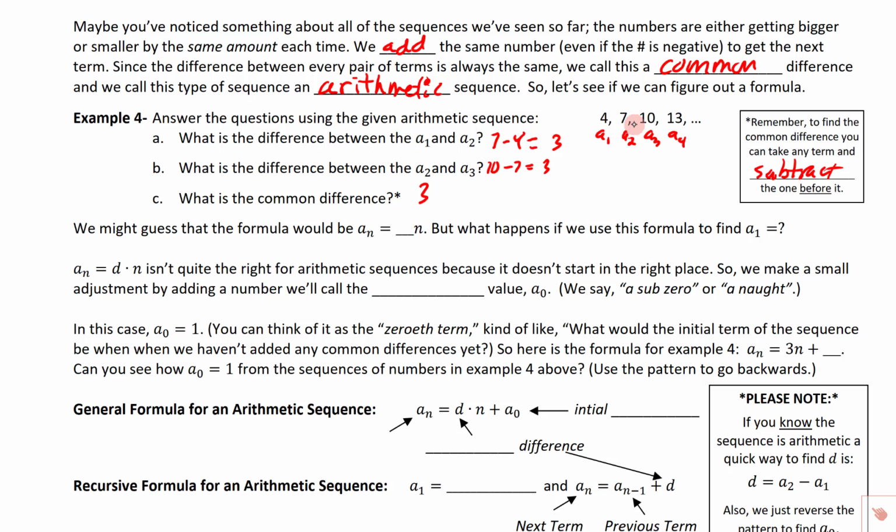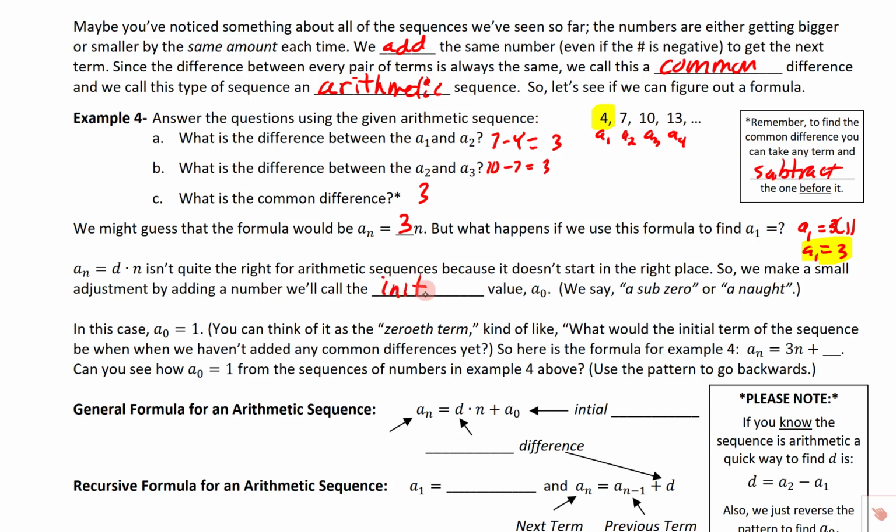Now, we might guess that the formula on this one is 3n. So the nth one is 3 times n. But what happens if we plug a 1 into this to figure out what the first term is? Well, a sub 1 would be 3 times 1, and we end up with a sub 1 equals 3. Well, what it's supposed to be is a 4, and what we've got is a 3. So it's not quite there. This is not going to work for the formula of an arithmetic sequence because it doesn't start in the right place. So we're going to make one tiny little adjustment to it by adding what we call an initial value.